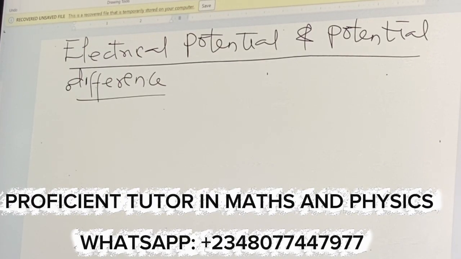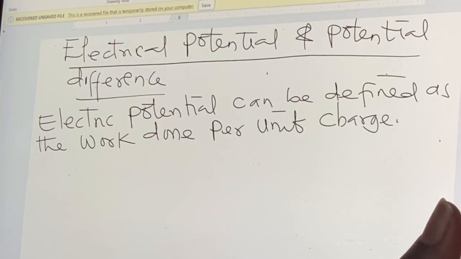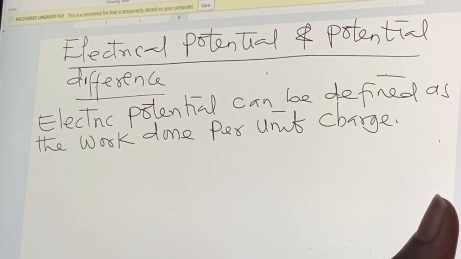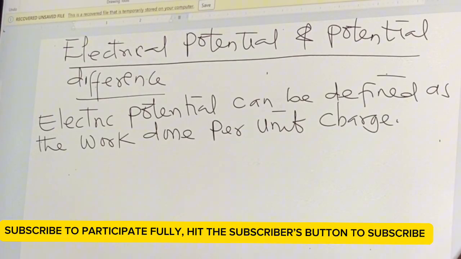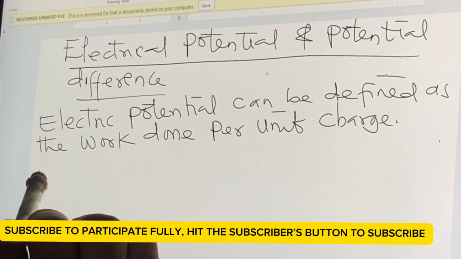Electric potential can be defined as the work done per unit charge. Full stop there. Let's represent the definition in a mathematical expression. Mathematically here, okay?